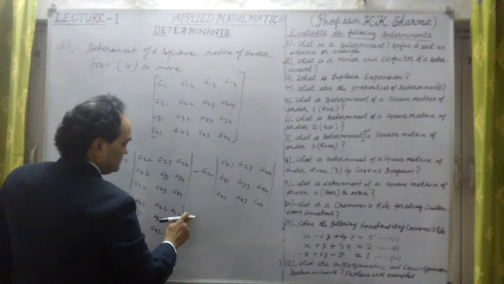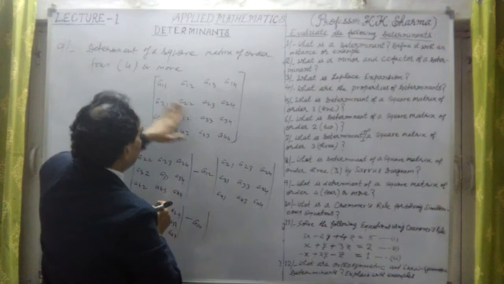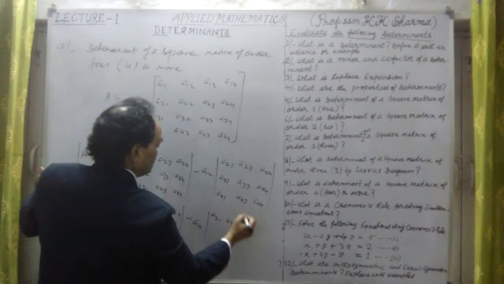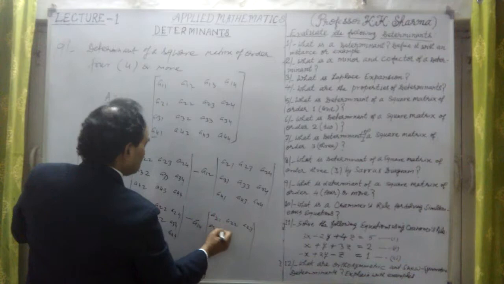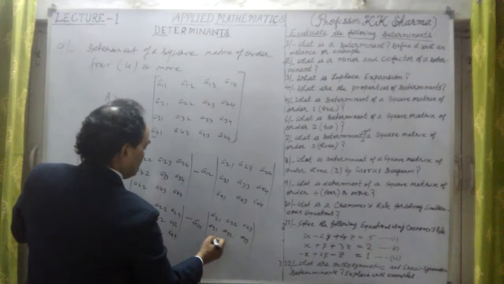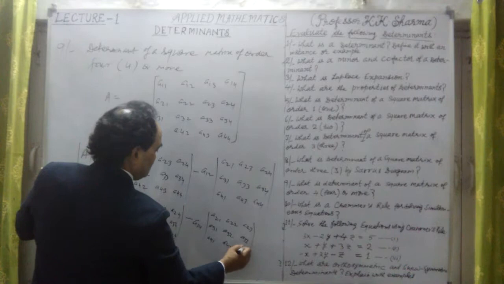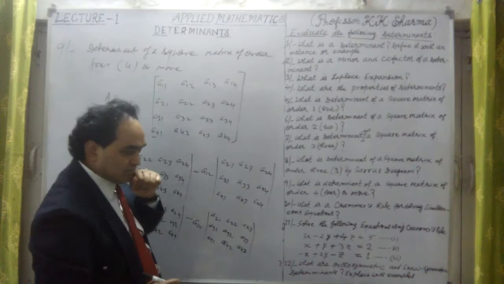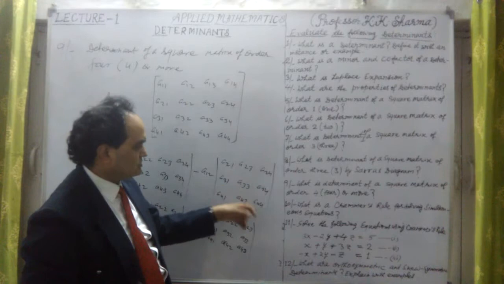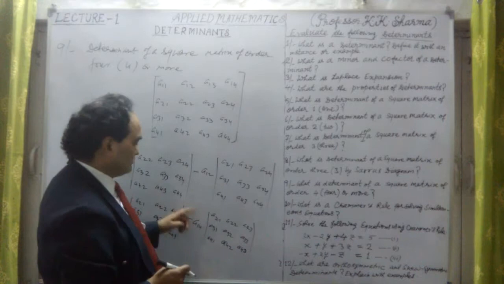This is A14. Now the determinant value of the remaining values: A21, A22, A23, then A31, A32, A33, then A41, A42, A43. Again, these values will be calculated by multiplying this A21 into this, minus this, the same way. So this is the process of finding the determinant of a square matrix of order 4.